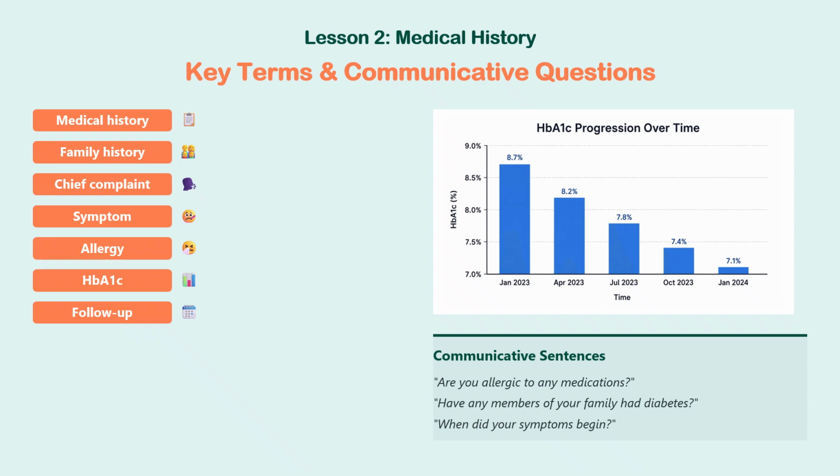Symptom, a problem experienced by the patient. Fatigue is often the first symptom reported by diabetic patients. Allergy, an abnormal reaction to a substance or medication. The patient reports an allergy to penicillin. HbA1c, a blood test showing average glucose over the previous 3 months. The patient's HbA1c is 8.5%, indicating poor glycemic control. Follow-up, a later medical visit to assess progress.